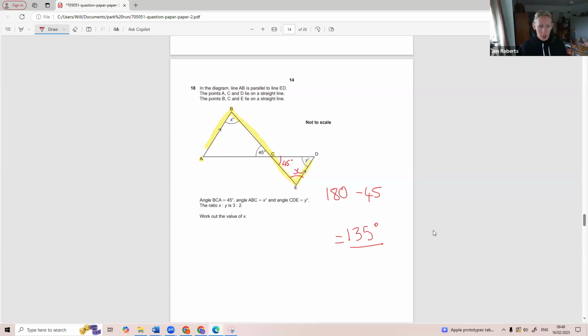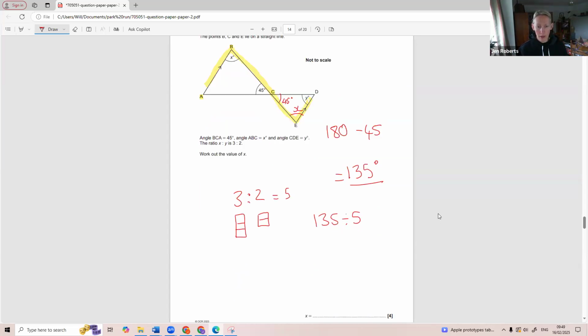Right, so this is shared in the ratio 3 to 2. We've got 3 parts here, 2 parts here, 5 parts in total. 135 divided by 5. Could use a bus stop method here, perhaps. 5s into 1, can't do, carry the 1. 5s into 13 is 2 right, because 5, 10. Remainder 3. 5s into 35 is 7, so each part of this represents 27.